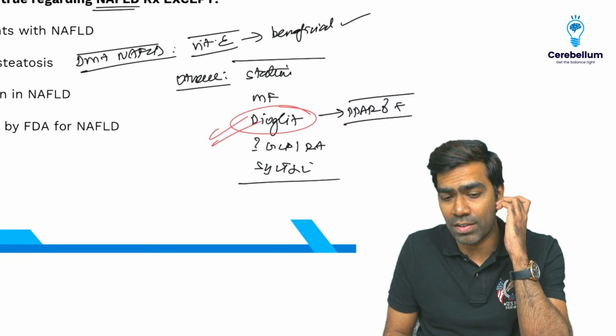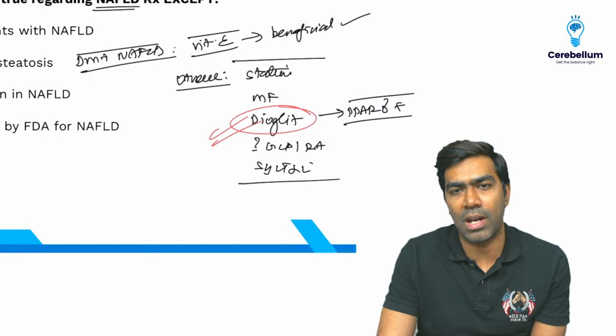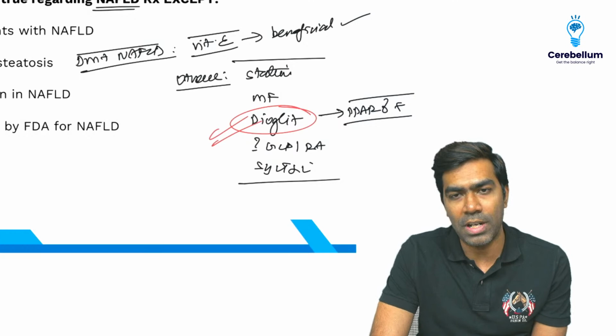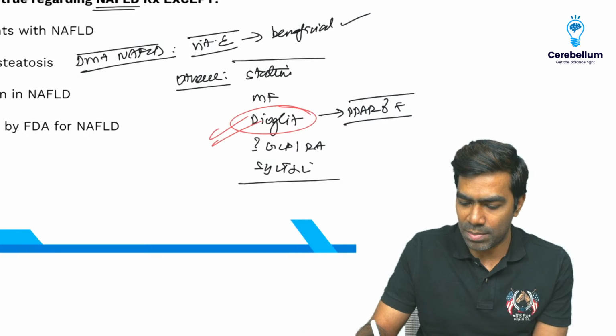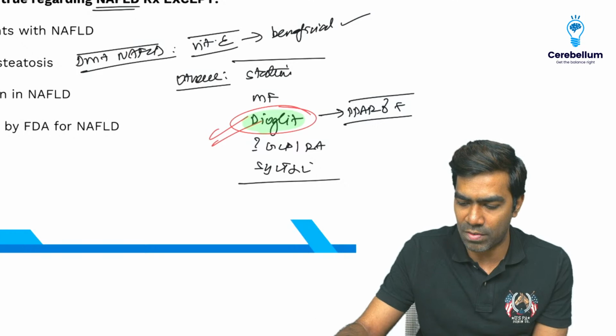Saroglitazar is there. Saroglitazar is a combined PPAR alpha and PPAR gamma agonist, but it's not an FDA approved drug. It's very commonly used in India by many practitioners. It has the effect of both pioglitazone and fibrates together, but it is not approved by FDA. It's a dual PPAR agonist, correct. But in exam, most of the times, don't forget pioglitazone, because that is what they're going to ask. Apart from that, bariatric surgery has a very good benefit as well.